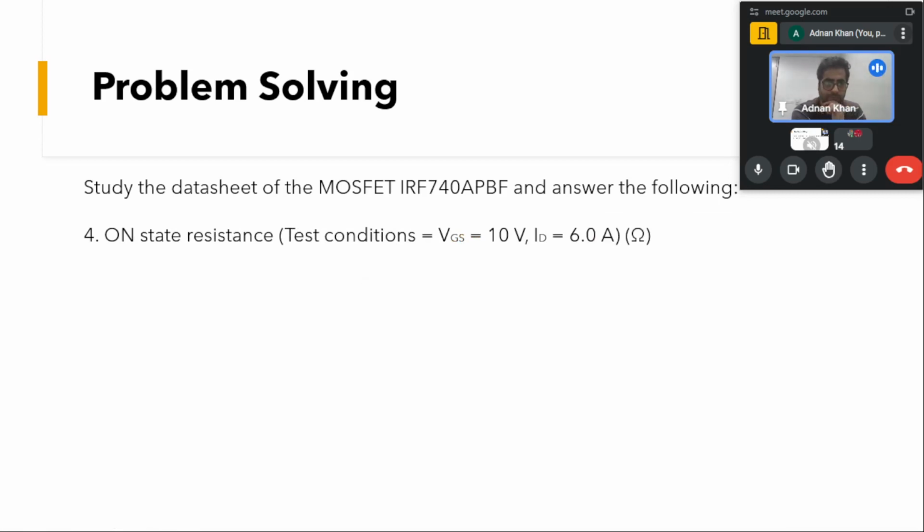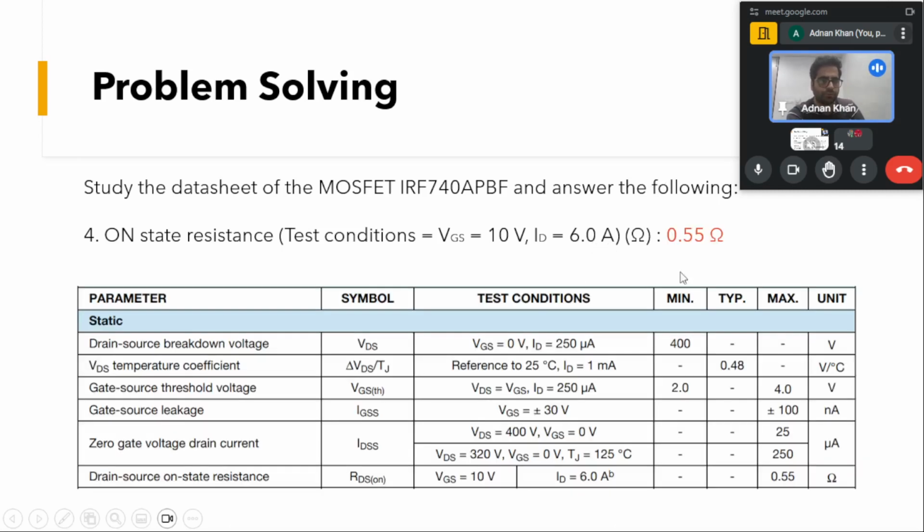The fourth question is, for this device you have to see the on state resistance, and the test conditions are given: VGS should be 10 volt and the drain current from drain to source should be 6 amps. We'll once again go through the data sheet, and at the bottom it is given as drain source on resistance RDS on. The test conditions are provided here, 10 volts and drain current of 6 amps. So these satisfy our test conditions, and the maximum RDS on is around 0.55 ohms. That is the answer to this question.